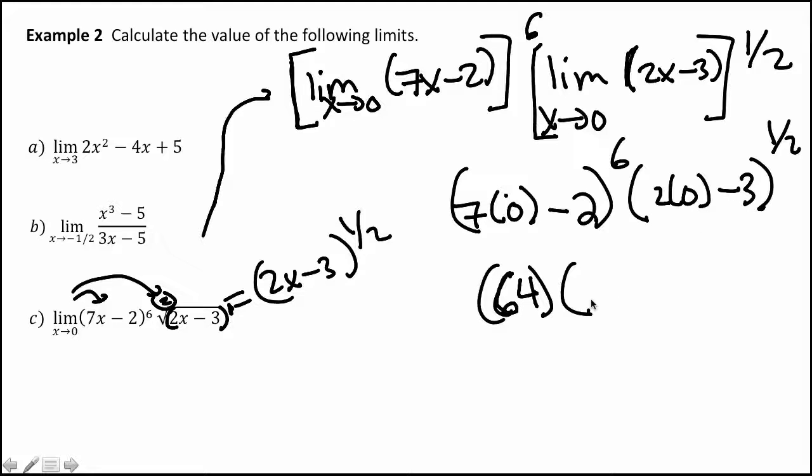And then we have 0 minus 3 to the negative 1/2 power, or I'm sorry, to the positive 1/2 power, which in this case, this should be a plus, it should not be a minus. So sorry about that. You can't take the square root of a negative number, that should have been plus. So you get the square root of 3. So you have 64 square root of 3.